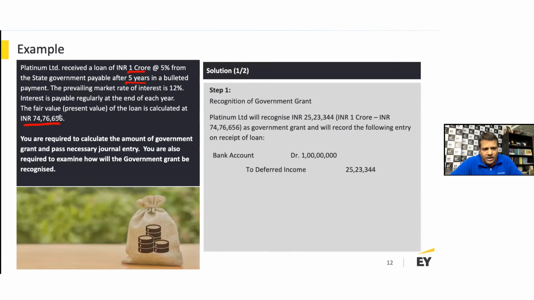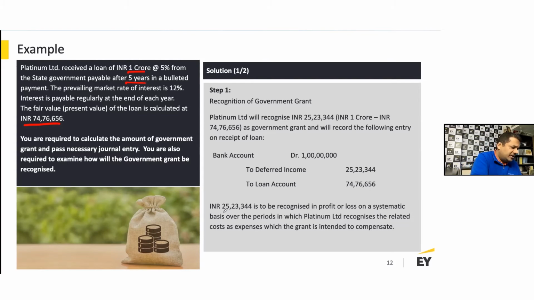Then I have to record a deferred income of 25 lakh, and I also have to record a payable to the loan account of 74 lakh 76,656, which is the fair value of the loan. Now this 25 lakh 23,344 is to be recognized in P&L over a period of time on a systematic basis. Now we need some more information. If no information is provided, then you will record this based on your interest saving. But if you have more information, which you will see in a subsequent slide, then we will figure out how you look at this whole systematic basis from an accounting and reporting perspective.